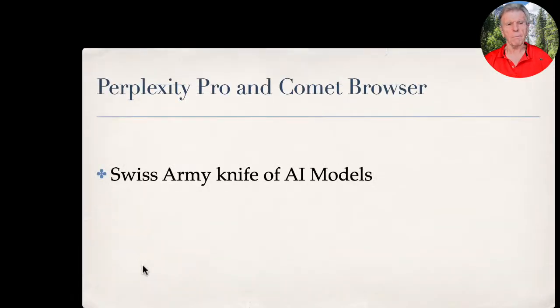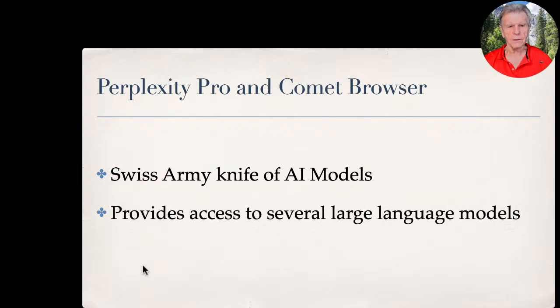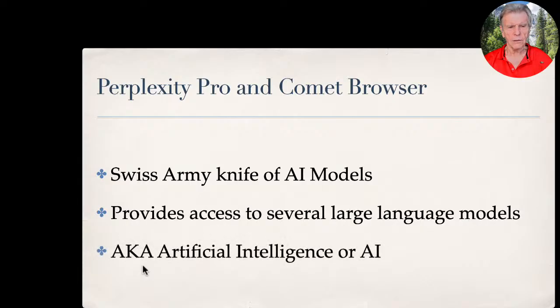Well, Perplexity Pro, I knew I was going to have trouble with that, is the Swiss Army knife of AI models. Now, why do we say that? Well, that's because it provides access to several large language models, also known as LLMs, and is also known as artificial intelligence, or simply just AI.